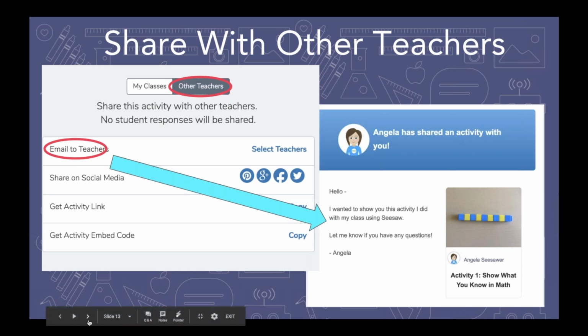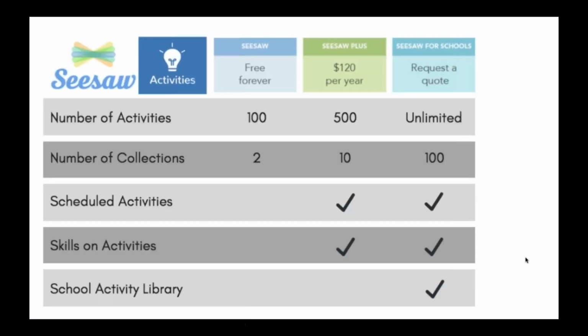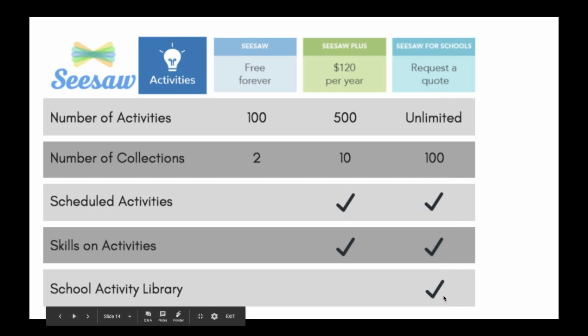I also wanted to give you this info too before we wrap up, because people are thinking about this at this time of the presentation, usually wondering how many activities can I use in Seesaw. So if you're using free Seesaw, you can have 100 activities and 2 collections. If you're using Seesaw Plus, you can have 500 activities and 10 collections. And if you're using Seesaw for Schools, you can have unlimited activities. And you also then get the benefit of the school activity library.